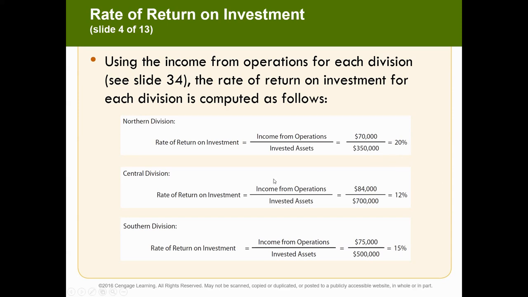Yep, great. So again, we're just taking our income from operations and dividing that by our invested assets to get the percentage, which is the rate of return on our investment. And you'll do that same process for each division. Now, as you can see, it looks like the Northern Division is utilizing their assets the best. The reason I say that is because they have a higher rate of return on their investment in comparison to the other divisions. Does that make sense? Yeah. Great.